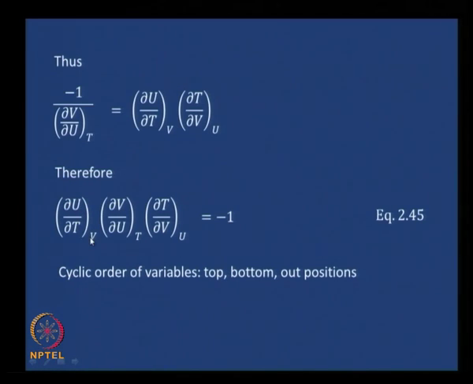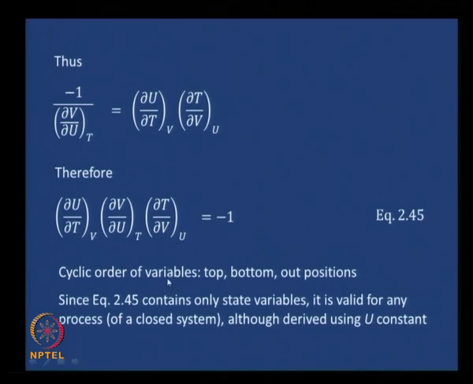U, t, v: v goes to the top here, u comes to the bottom here, t goes out. And compared to this, if you look at this, u t goes to the top here, u comes out and v comes below. So there is a cyclic order here of variables in the top, bottom and out positions, and more importantly, you should note that all these are state variables.